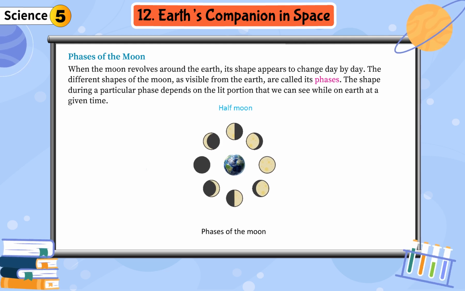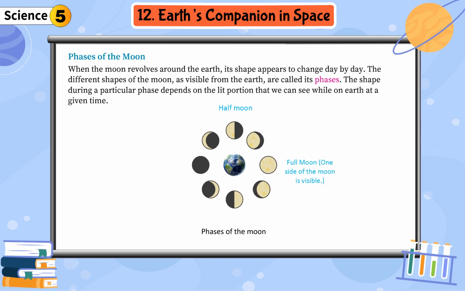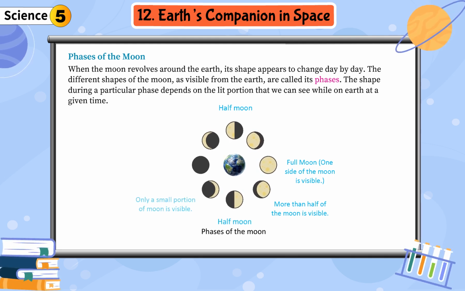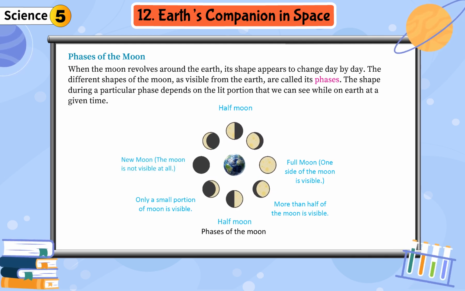Phases of the Moon. Half moon. More than half of the Moon is visible. Full moon, one side of the Moon is visible. More than half of the Moon is visible. Half moon. Only a small portion of Moon is visible. New moon, the Moon is not visible at all. Only a small portion of Moon is visible.